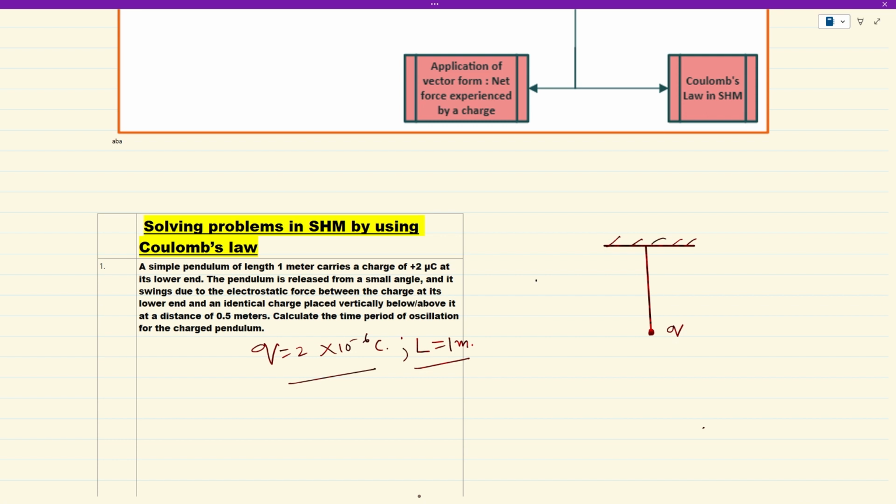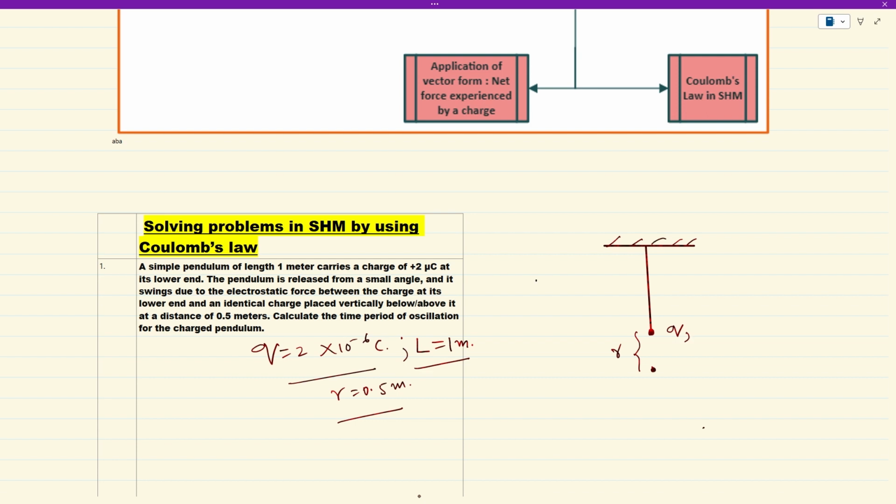And there is another charge placed below it at a distance of 0.5 meter. This I am also keeping in the form of a distance r, where r is equal to 0.5 meter. The question is: calculate the time period of oscillation of the charged pendulum.